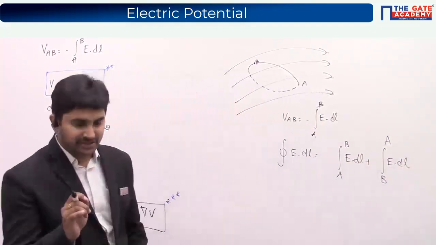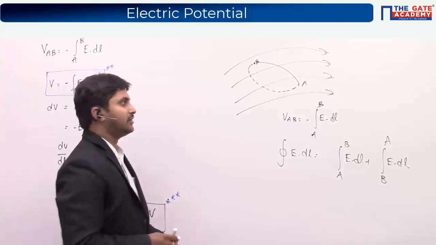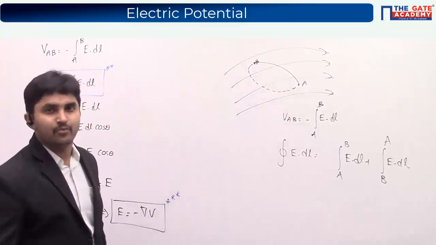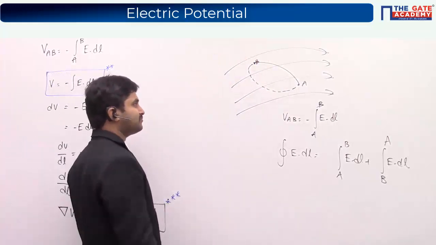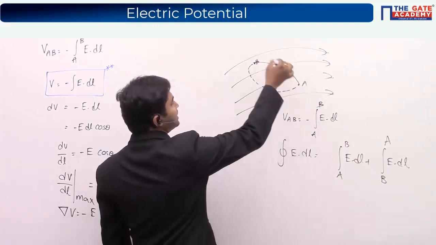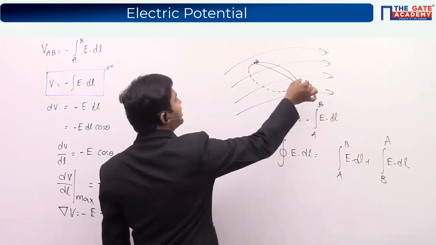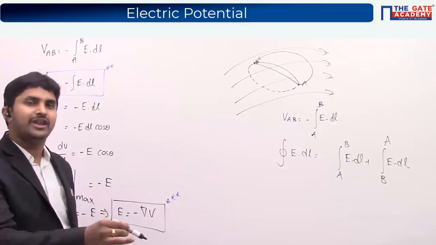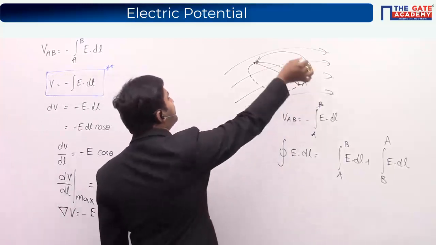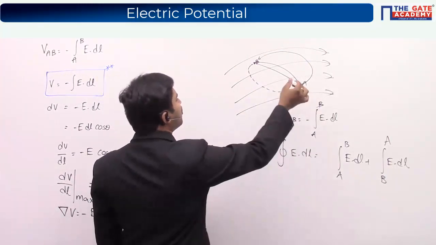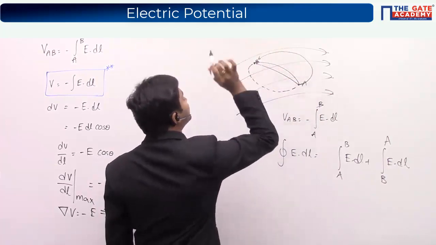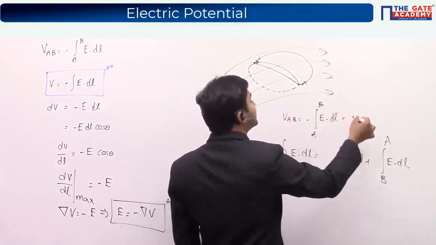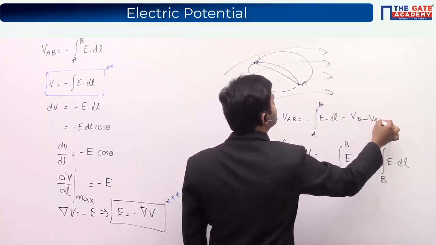You have to understand one thing very carefully here: whenever I am moving from point A to point B, I can move in a straight line, or I can move along some other path. You can move along any path you want, but what is important is that when you are moving from one point to the other, the potential is nothing but VB minus VA. We should not forget that.